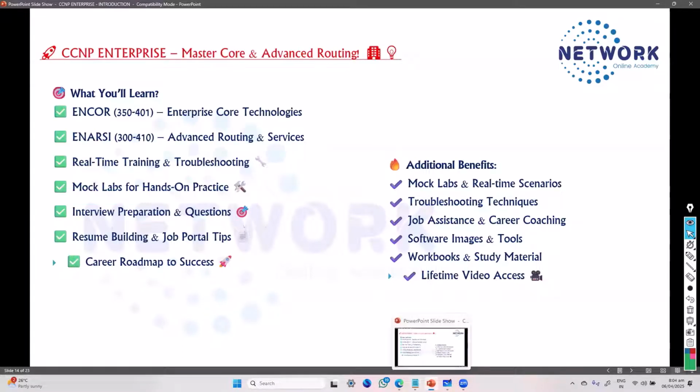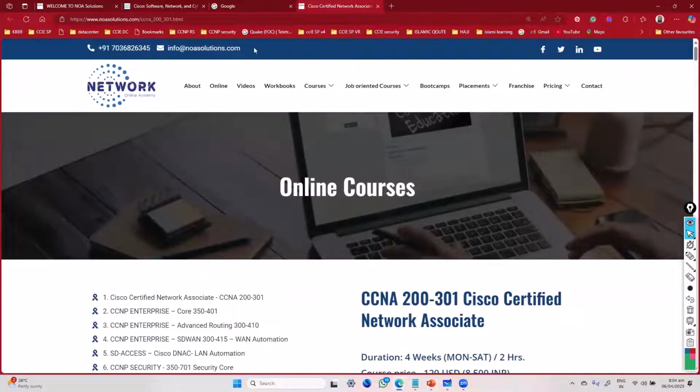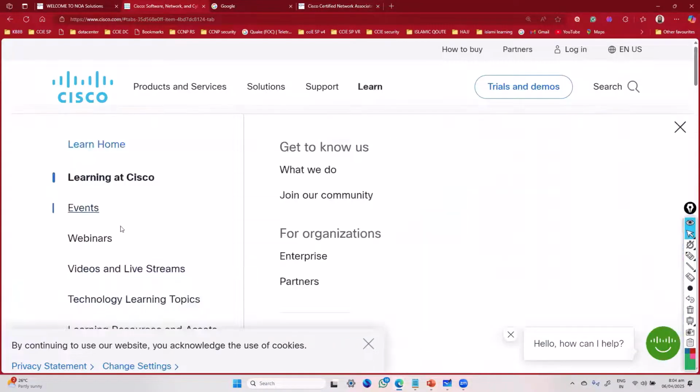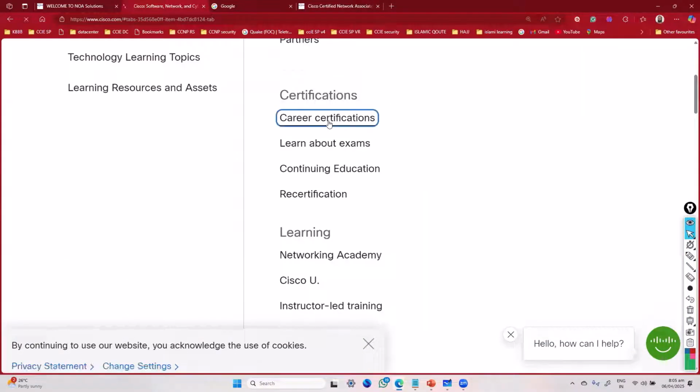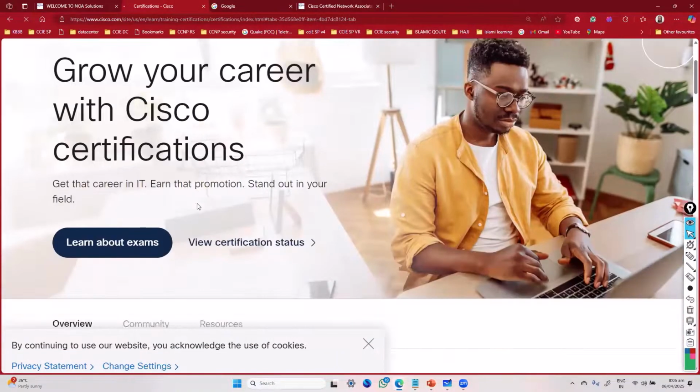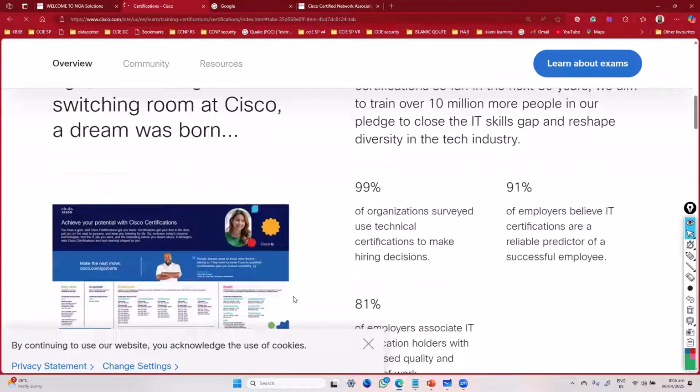So the CCNP module mainly covers two papers. If you go to cisco.com and go to the Cisco certification paths, this is the way you will find all the latest certifications and everything.